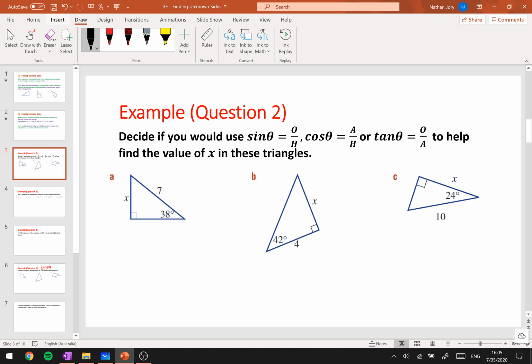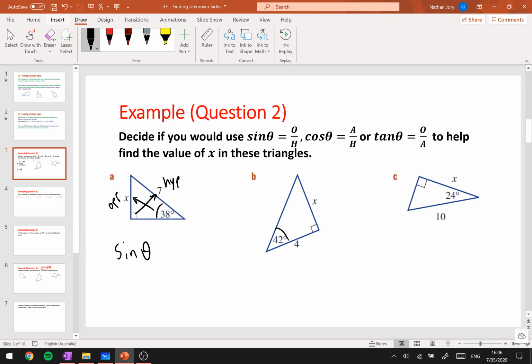So in this case, we've been given that this angle down here is 38 degrees. So would I use sine, cos, or tan? Well, in this triangle, I've got a hypotenuse, so I'm going to label that hypotenuse. I've also got an opposite, which I'm going to label as such. So the ratio that uses hypotenuse and opposite, well, that's my sine ratio. So sine theta is the one that I'm going to use for that one. And that's all we need to do.